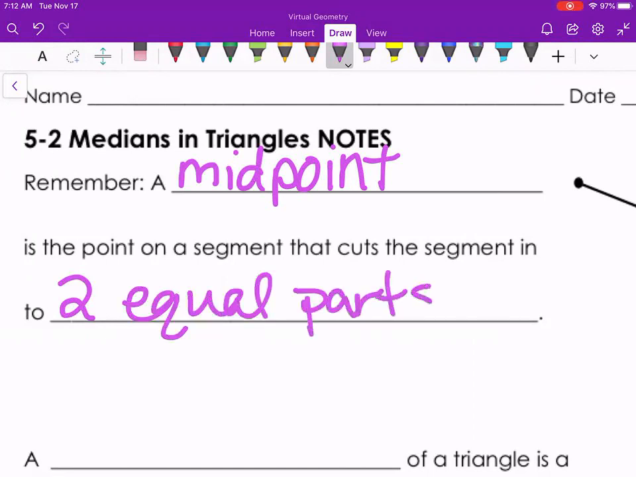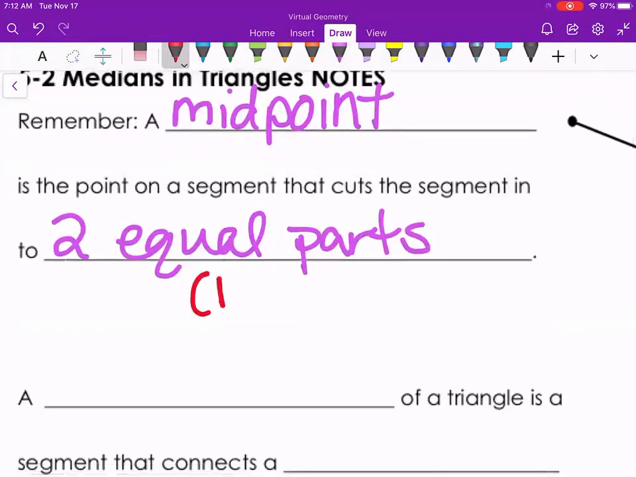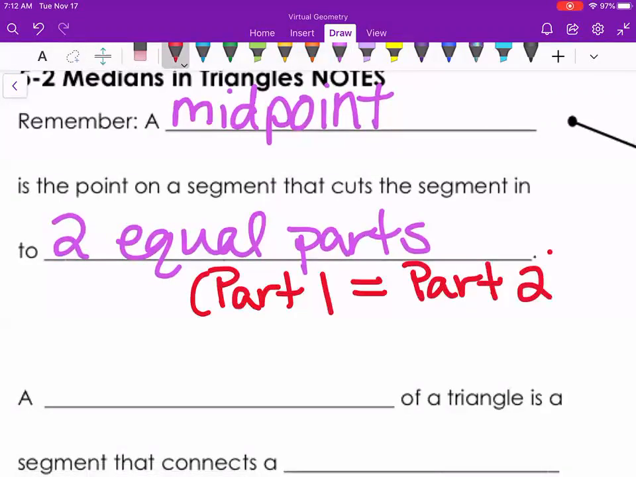When we first visited midpoint at the beginning of the year, we talked about how it creates those two equal parts, and we called them essentially part 1 and part 2. And because it makes two equal parts, those two parts are congruent. They are equal in length.